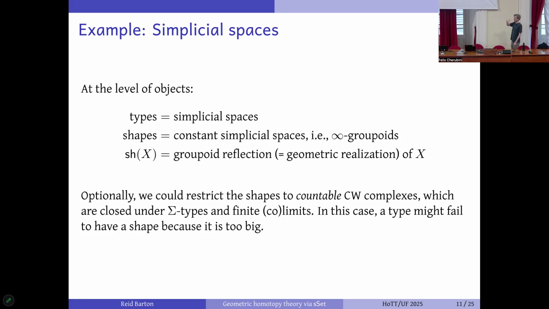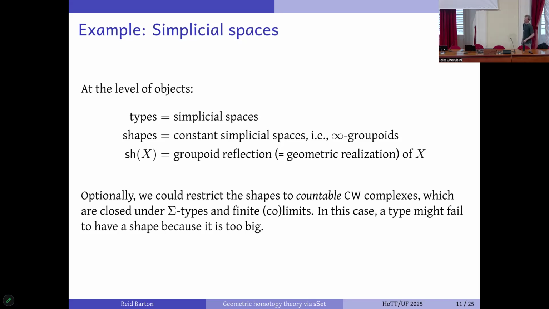Or if we are interpreting a simplicial space as a kind of category, that means that the category is itself an infinity groupoid. And in that case, every type X will have a reflection into the universe of shapes because it's this groupoid reflection that came up yesterday. It just means you invert all the morphisms of the category X, or the simplicial space, I guess.